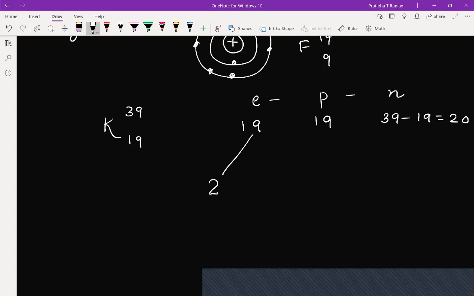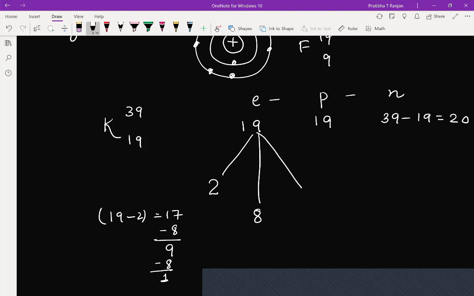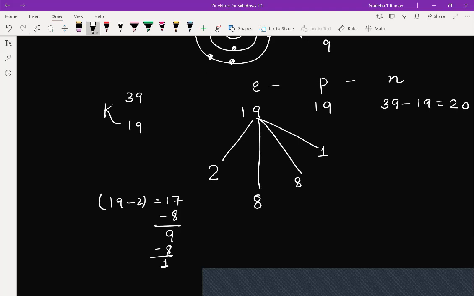Now go for the division of the electrons. The first will contain 2. So 19 minus 2, how much is left? 17. The second can contain a maximum of 8. We have scope to subtract the 8, so minus 8, here is a 9, right? The third will also contain 8, so minus 8, there is a 1. So look here, this is the orbit. This is my K, this is my L, this is my M, and this is my N.